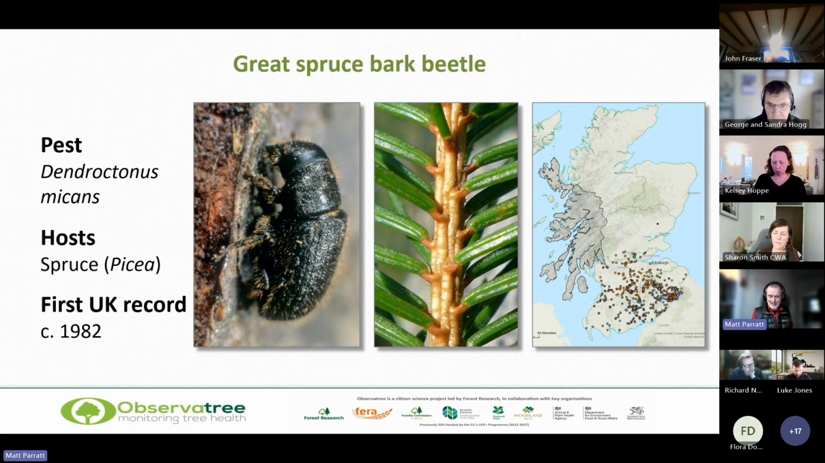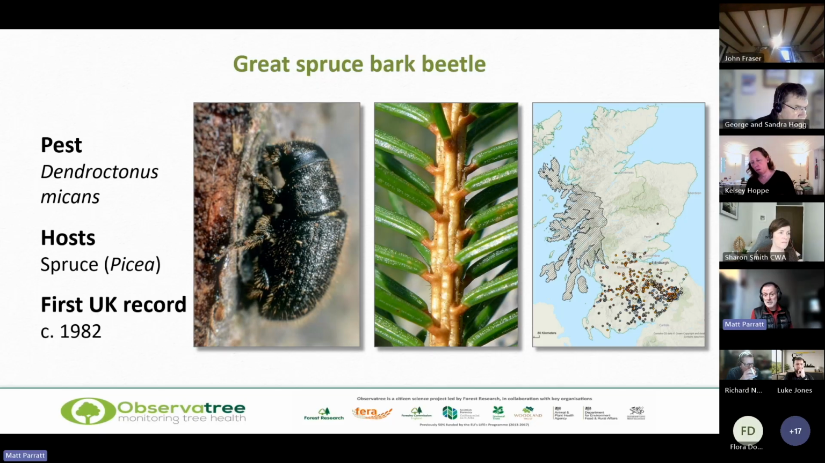We had a few mentions earlier of the lovely great spruce bark beetle. This is the pest that was first detected in the UK in Shropshire in about 83. It is a European native, but it popped up in Shropshire, and we now know that it had probably been there for at least 10 years prior to that, and it has spread. Now, Sitka spruce is our main timber crop species in the UK, but we also have things like Norway spruce and quite a few other ornamental spruces in botanic gardens, parks, etc.